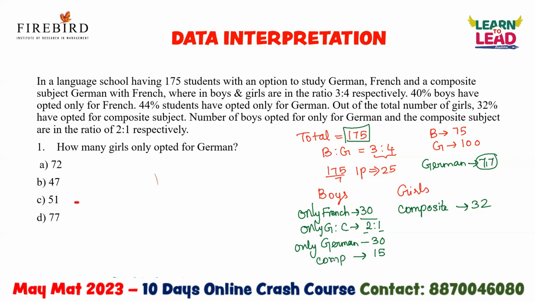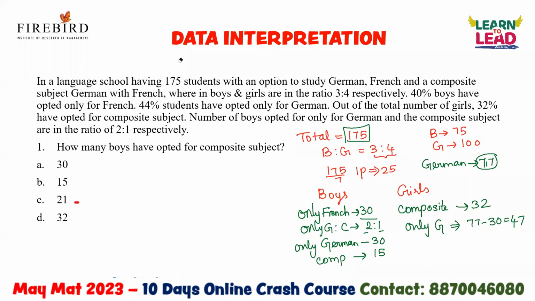How many girls only opted for German? The total number of students who opted for German is 77. In that, the boys who opted for German are 30. And what about the girls who opted for only German? 77 minus 30, 47 is your answer. So option B is your answer. Keep the data as it is. Let us move to the next question.